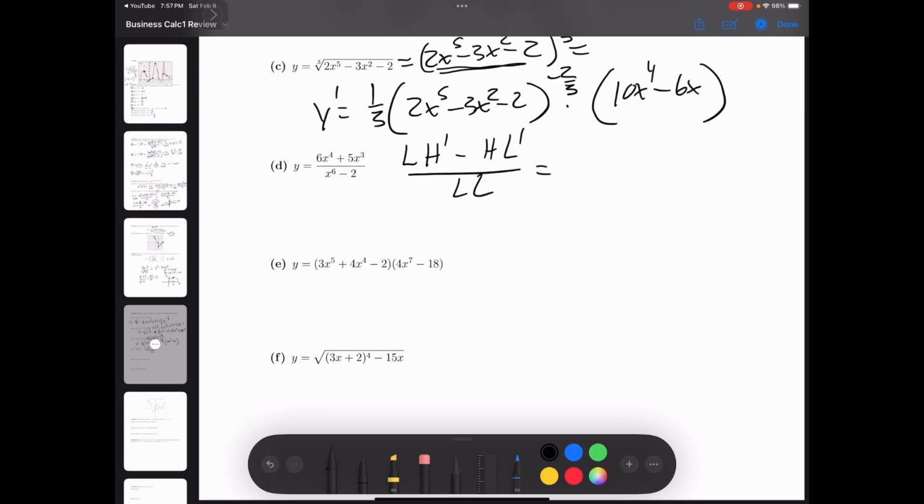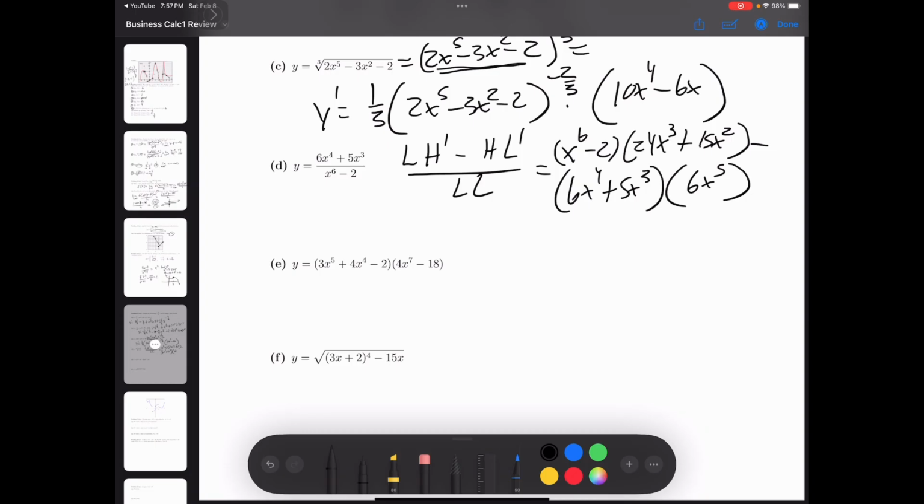In this case, low is x to the 6th minus 2. D high, the derivative of the high function, is going to be 6 times 4 is 24x to the 3rd plus 15x squared. Minus high D low. I'm going to have to go on to the next line. Sorry if this is ugly. But minus high D low is 6x to the 4th plus 5x to the 3rd times the derivative of the lower function, which in this case is just 6x to the 5th. And that's all going to be over low squared, x to the 6th minus 2 squared.